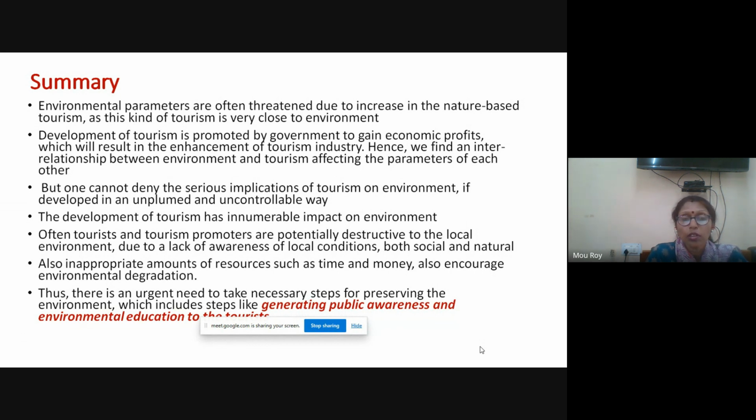So there's an urgent need, an urgent decision, where you need to take necessary steps for preserving the environment, which would include steps like generating public awareness and environmental education for the tourist. For example, if anybody throws garbage, garbage should be thrown in the trash bin. But some people have the habit of throwing the garbage here and there, loitering around. That's because tourists don't have the awareness. They are not properly educated about safeguarding the environment. So that is very important.